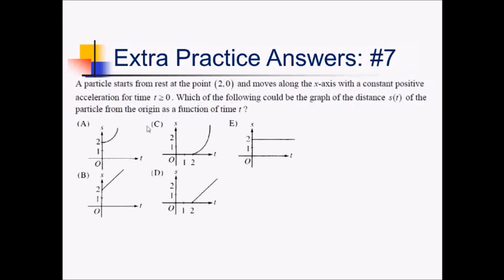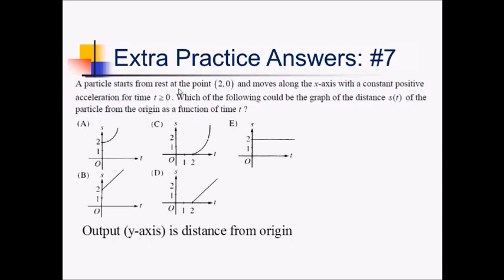So on all of these graphs, these are not positions of the particle. These are all graphs of the distance of the particle from the origin. So that means that the y-axis in all of these is not necessarily the y value of the particle. It is the distance from the origin. That's the output of all these functions.